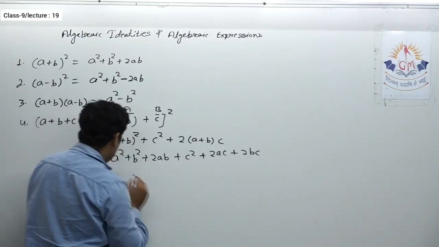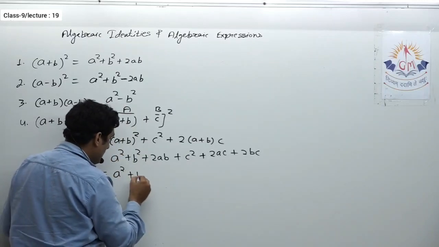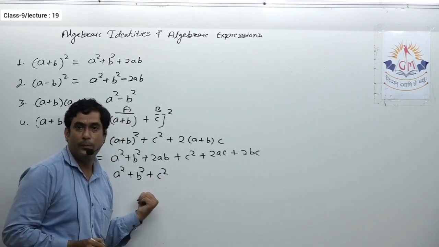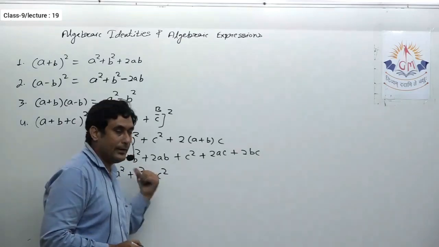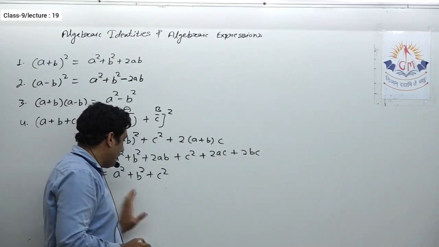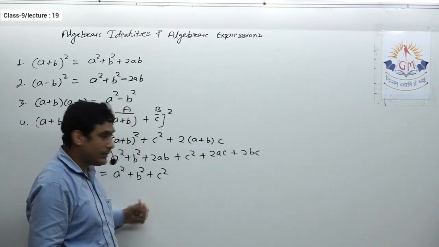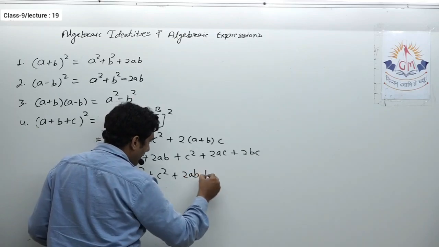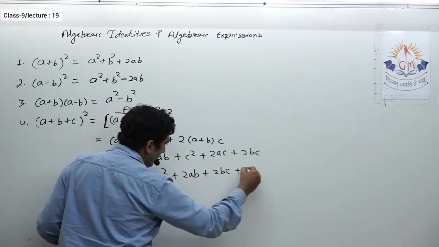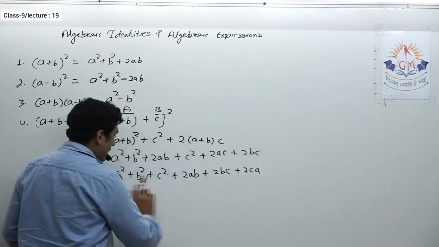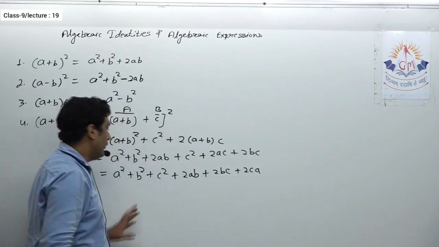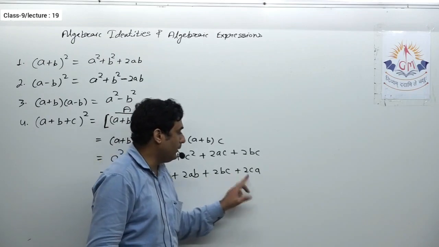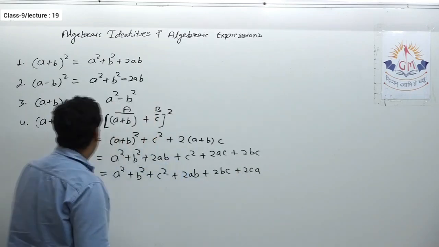Okay, now we have a square plus b square plus c square. Now I am writing them in a particular order, keeping in mind alphabetic order a, b, c, and the powers, then twice of ab, then twice of bc, then twice of ca. So this is the result that you have to remember: a square plus b square plus c square plus 2ab plus 2bc plus 2ca.